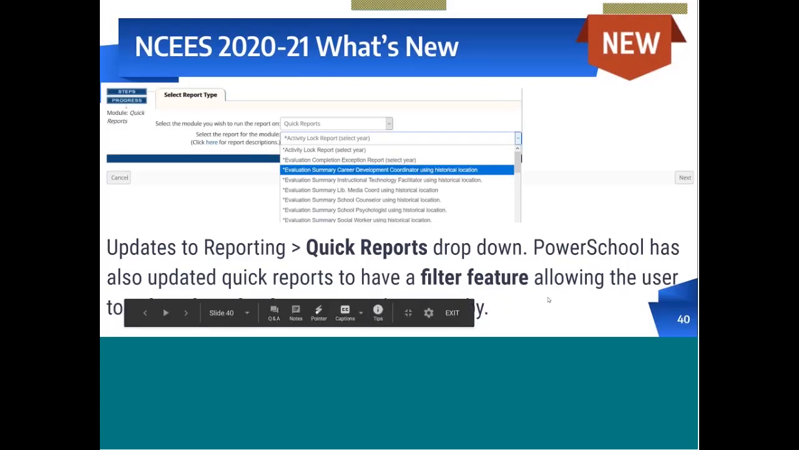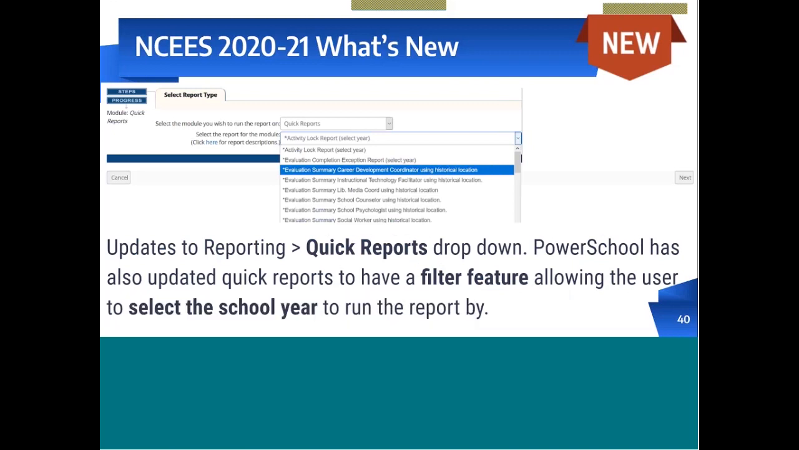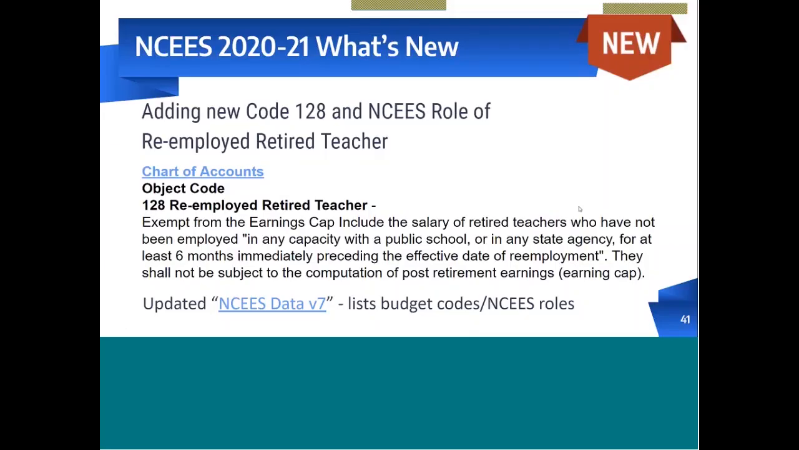Quick reports have been updated. Now they're in a list. The asterisks are for most DRUM reports, there are additional reports down below. And there's a new filter feature, so now it no longer shows years. You're going to click next and choose what year you want to run for, and then click done to run the report. This is that new code 128 we've already talked about.